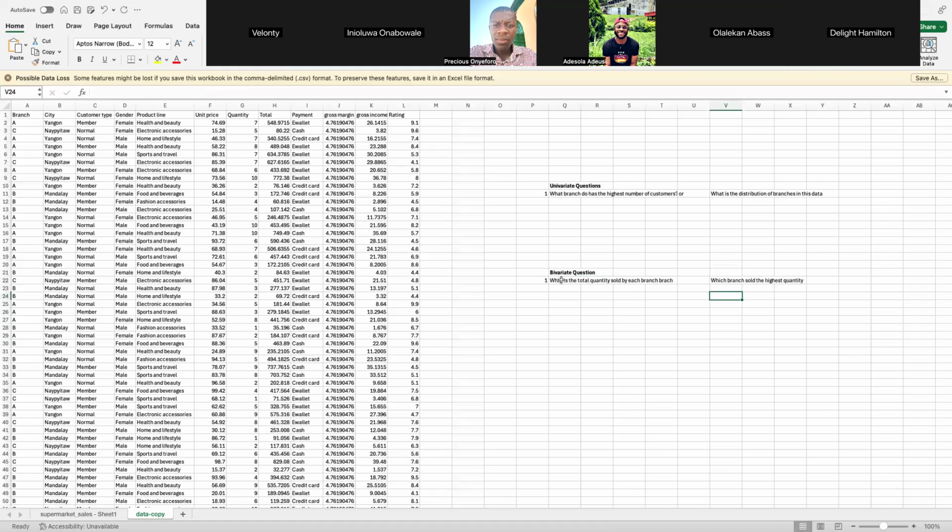So we see here, right? This bivariate question is, what's the total number of quantity sold by each branch? So I'm going to be using the branch column and the quantity column. I can also say, what branch sold the highest quantity? Which branch sold the highest? So which branch uses the branch column and the quantity column.